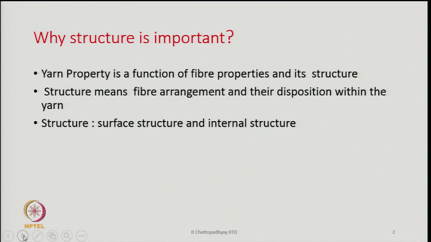Now, when it comes to structure, there are two aspects of it. One is the surface structure, which is actually visible to us if we look at a yarn under a microscope. Whatever we see on the surface, that is the surface structure of the yarn. That gives the texture part of the fabric as well. The other part which is not visible is the internal structure of the yarn. So, we can say structure has two components, surface structure and internal structure.